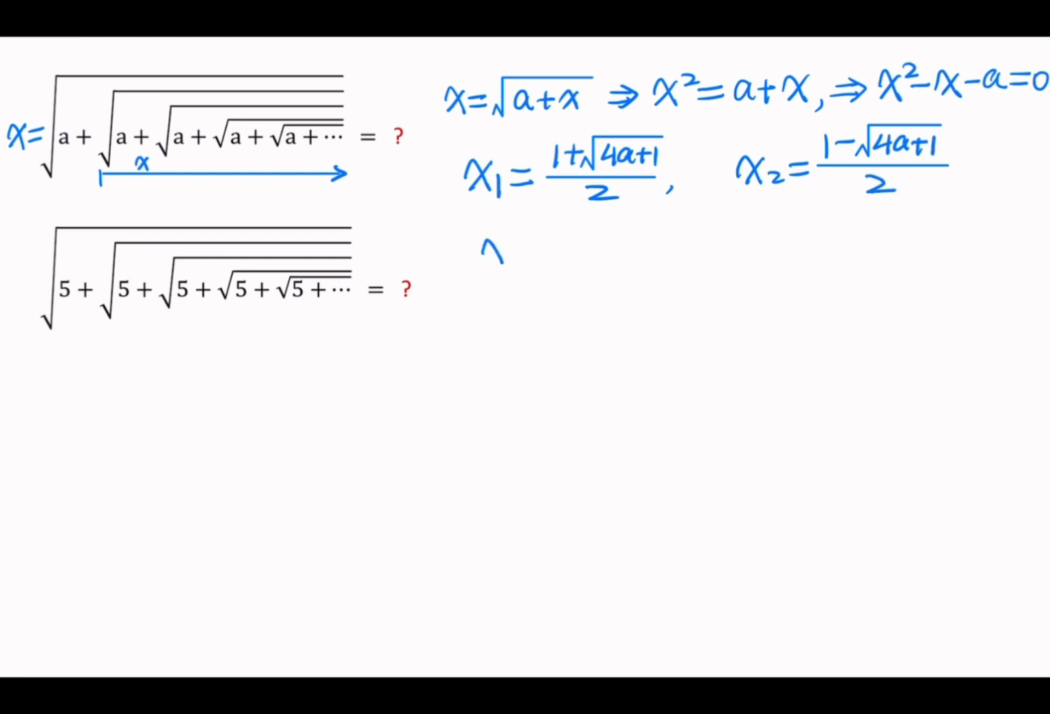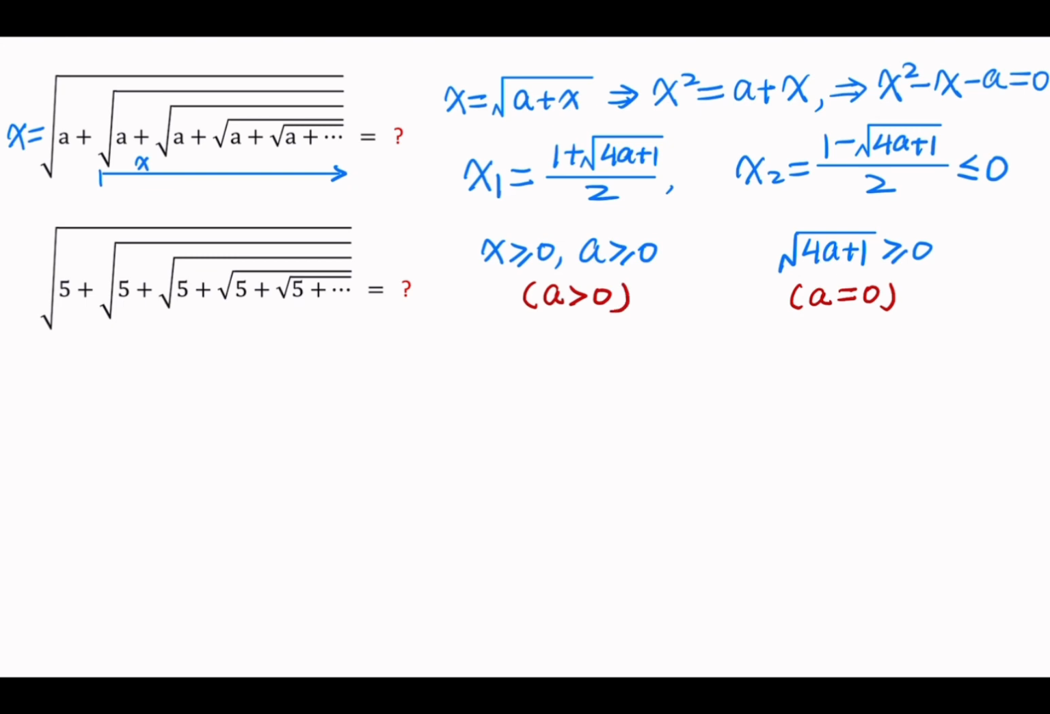We know that x is greater than 0 and a is greater than 0. But we also know that square root 4a plus 1 is greater than 0. So x2 is actually less than or equal to 0, and so we need to partially reject x2. Only when a equals 0, the root is x2. And when a is greater than 0, the root is x1.